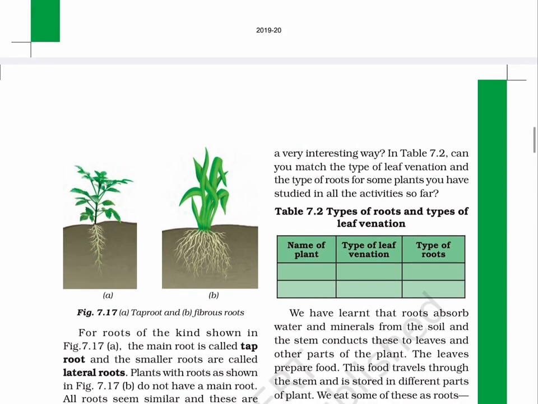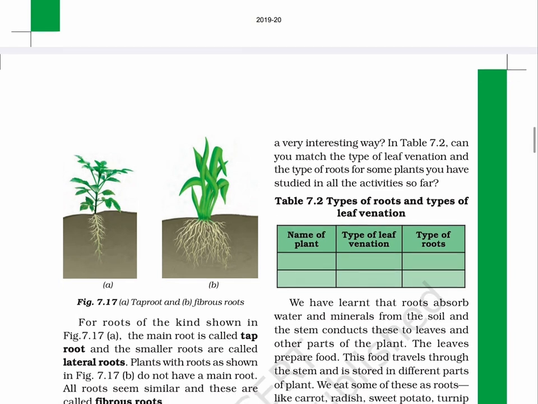Bujo has a brilliant idea. If he wants to know what kind of roots a plant has, he need not pull it out. He just has to look at its leaves. Table 7.2. Types of roots and types of leaf venation. There are 3 columns: name of plant, type of leaf venation, and type of roots. Fill this table yourself according to your observation.